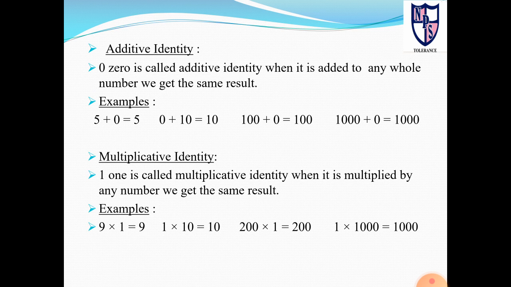So students, in this lesson we learned about the associative property of addition, subtraction, multiplication and division, and we proved that addition and multiplication are associative but subtraction and division are not. We have also proved the two parts of the distributive property over addition and subtraction. And we also know that 0 is the additive identity: when it is added to any number, we get the same result. And 1 is the multiplicative identity: when it is multiplied by any number, we get the same result.